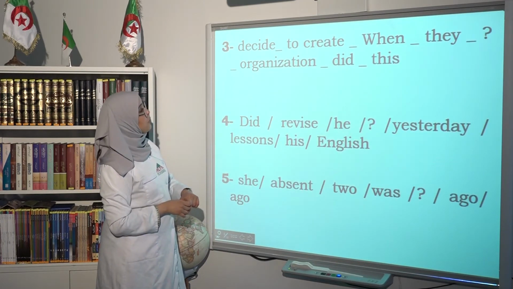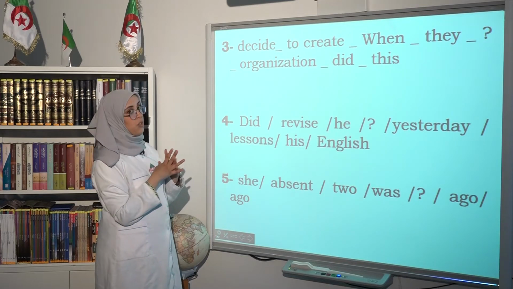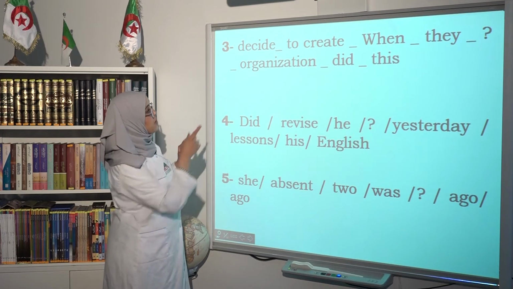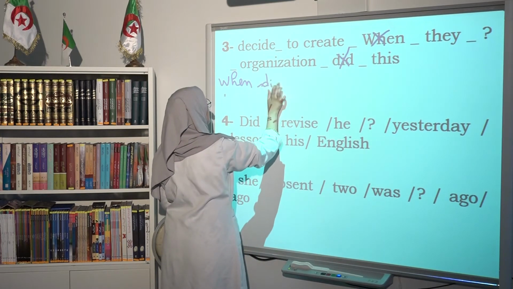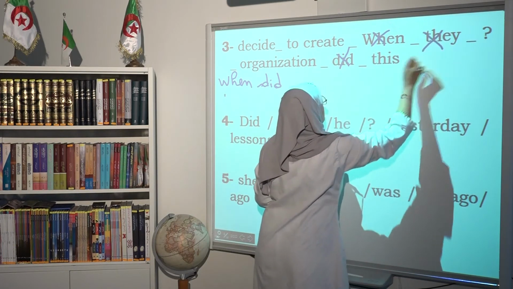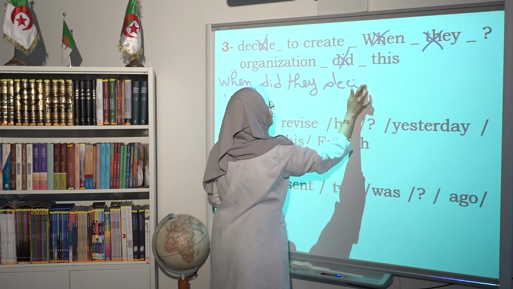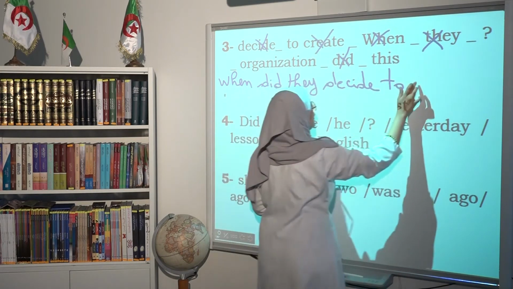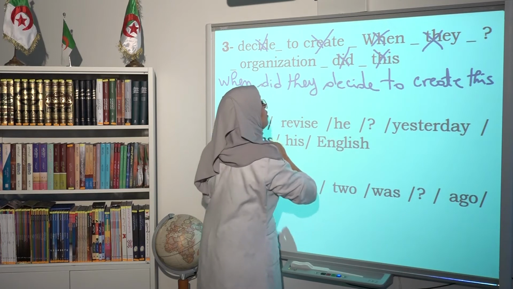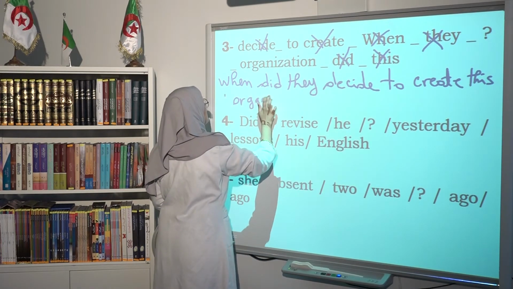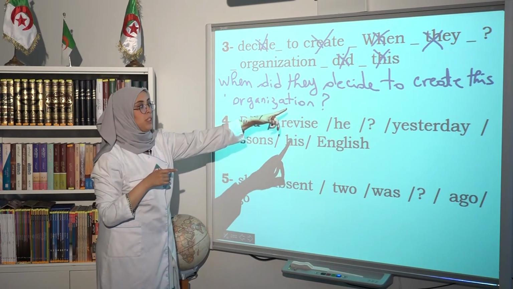Now, decided, to create, when, the, organization, did, this. This one we don't have equality or inferiority. It's just a question. We have to order it. How would you do it? So we should start with the WH question. When did they, auxiliary, they, subject, when did they decide to create this organization, and question mark. Please, whenever you have to order a question, don't forget about the question mark.